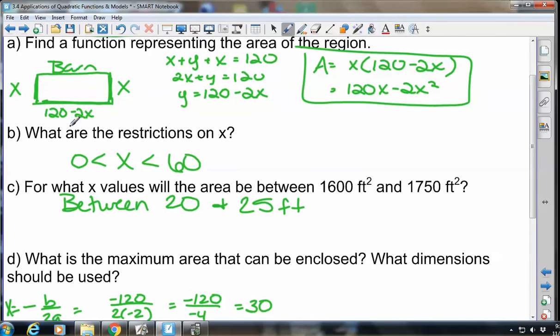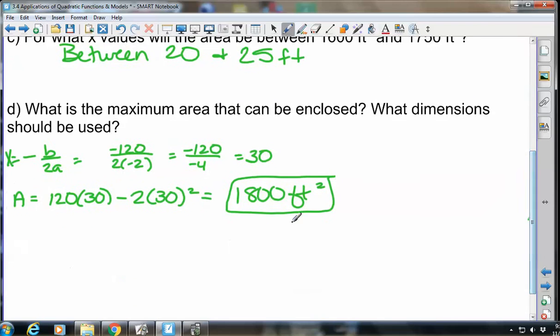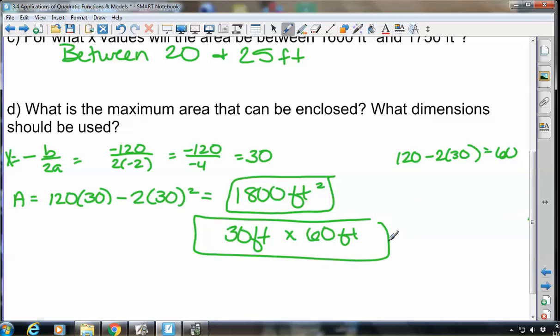The dimensions, if you look at this, your sides were x and 120 minus 2x. So my x was 30 feet. 120 minus 2 times 30 is 60. So 30 feet by 60 feet should be the dimensions of the pen. Any questions about that?